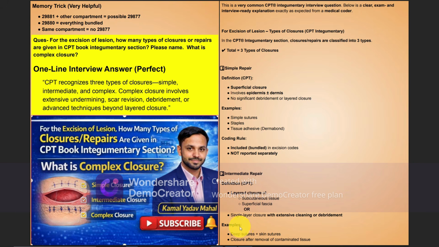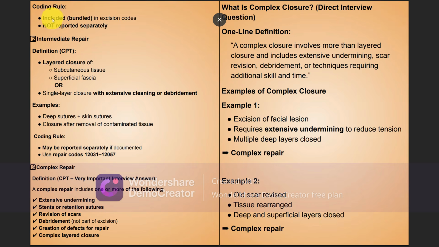Examples: deep suture plus skin sutures, right? Closure after removal of contaminated tissue. You will be able to see that. Coding rules here: include bundles in excision, not separately reportable. Intermediate, like we have already discussed this.